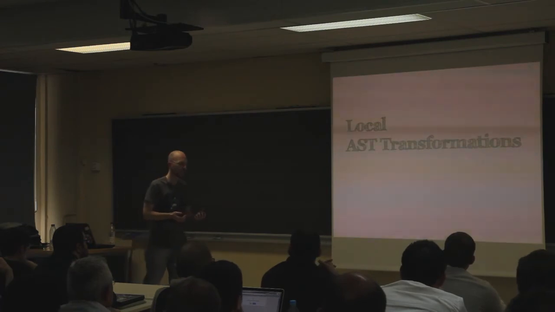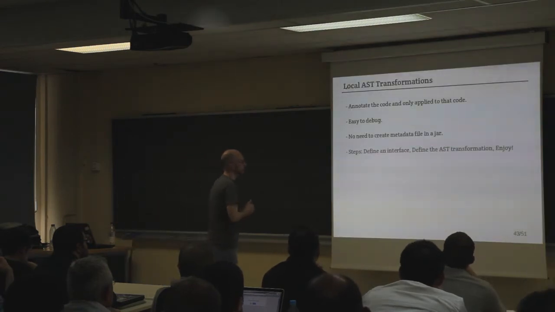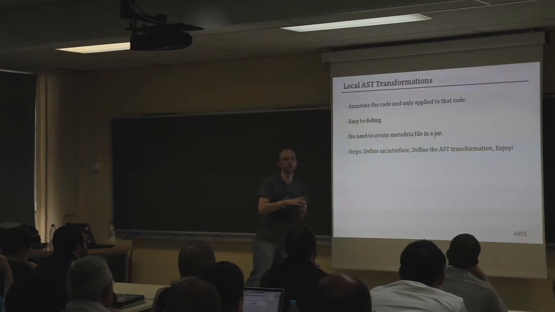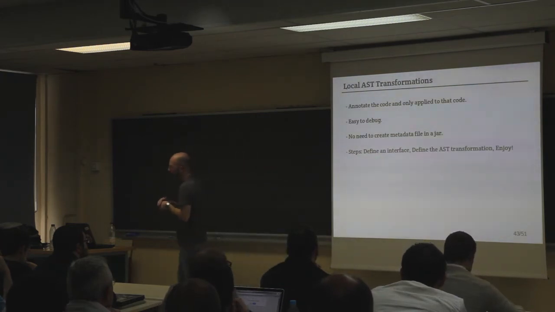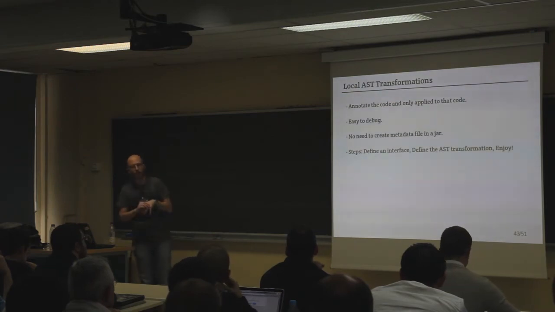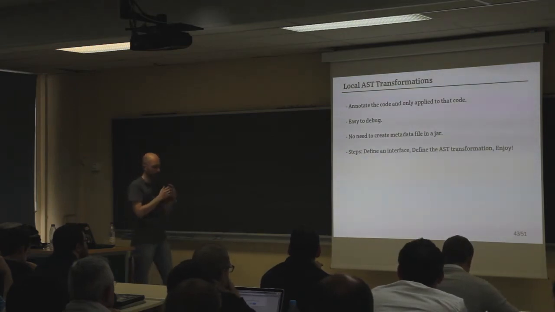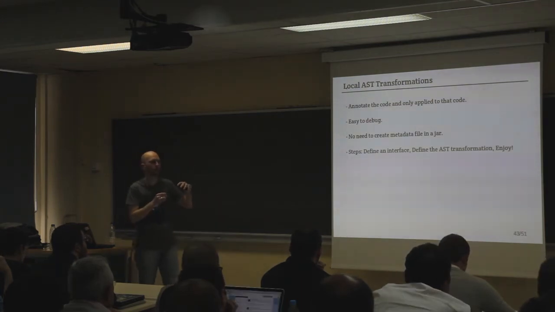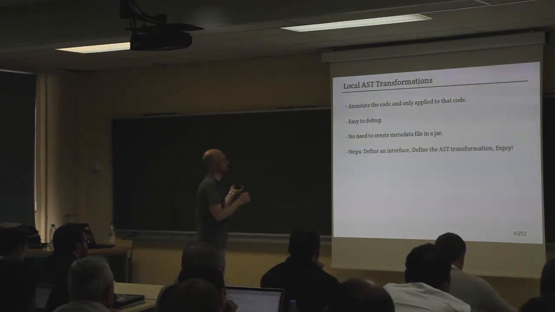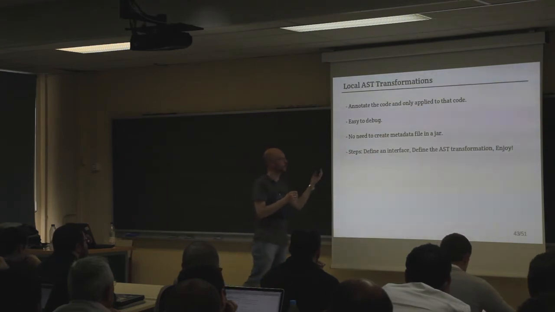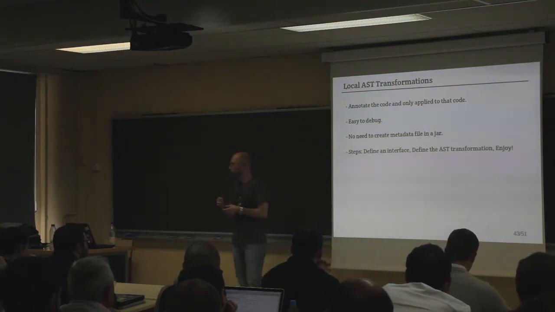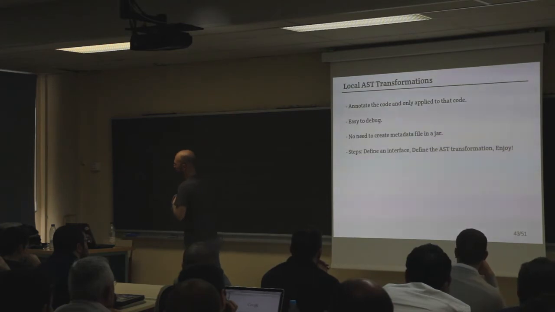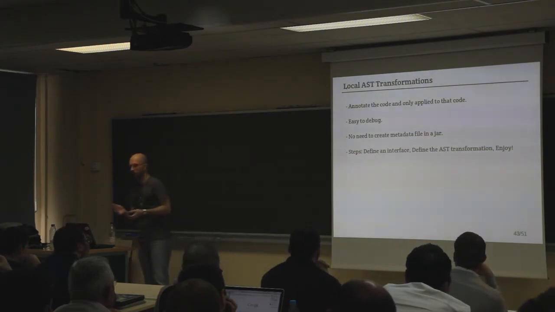And local transformations, they are only applied to the annotated code. So we have to annotate that code. They are only applied to that code, and they are easy to debug. And in the jar file, we only have to annotate that code. And the steps to create a local AST transformation are just three. We create an interface, we define the AST transformation and implement it, and we finally enjoy it.